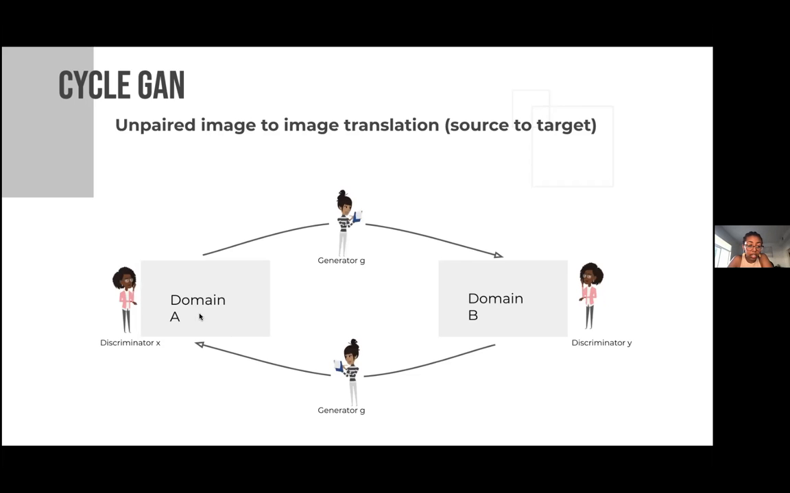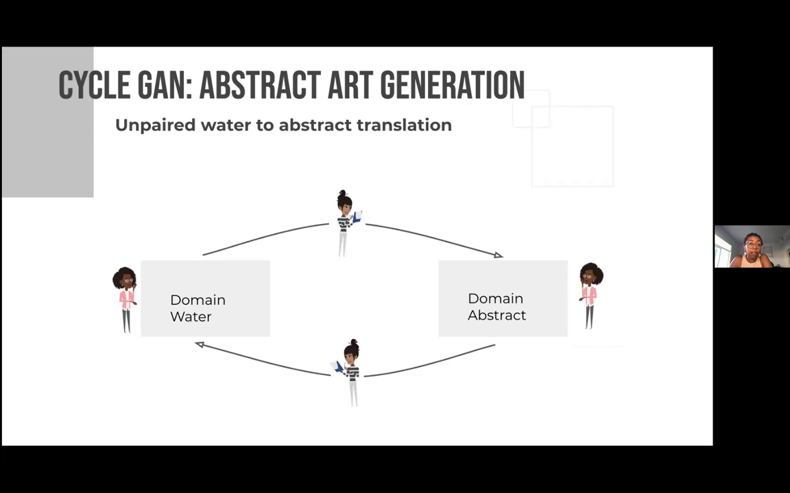As you can see here, we have two generators and two discriminators. Relating back to our example, generator G, or one of the artists, tries to convert domain A to domain B, and the second artist tries to convert domain B into domain A. And we have two discriminators, or two art experts, on each side that are distinguishing whether it's a real image or not. In our specific case, I have used one domain as water to create an abstract inspired work from it.